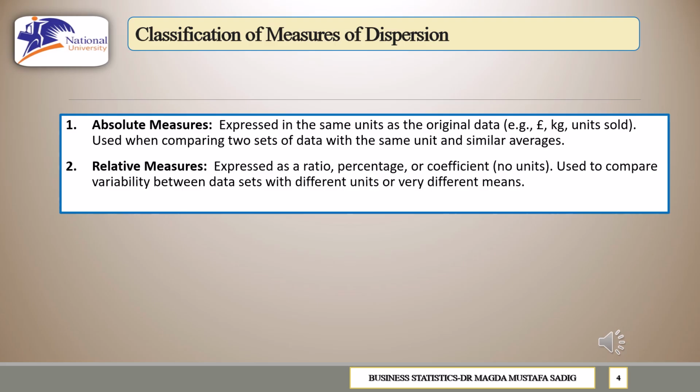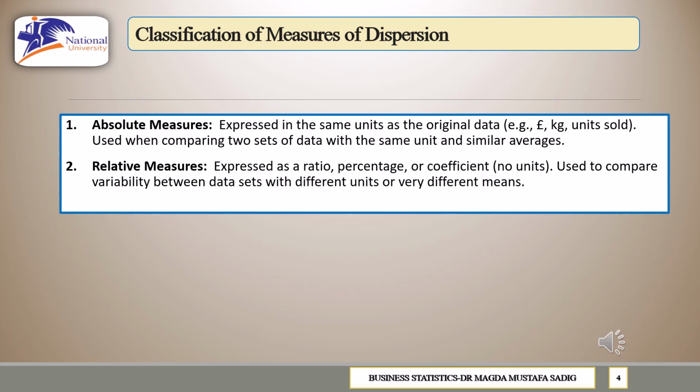If we are measuring units sold, the result may be expressed in units. These measures are useful when we compare data sets that have the same units and similar average values, for example, range, variance, and standard deviation.